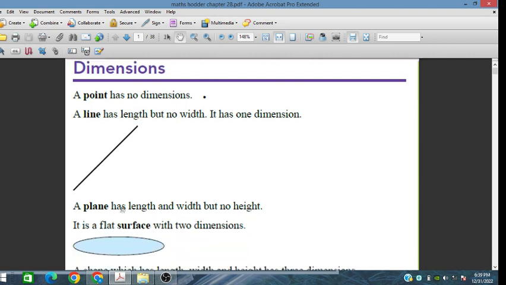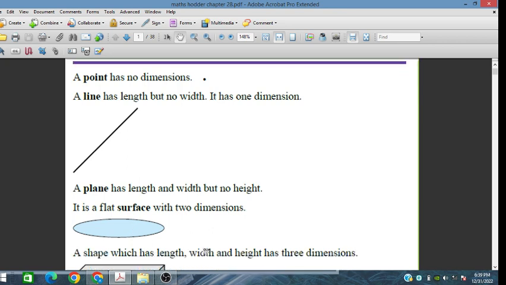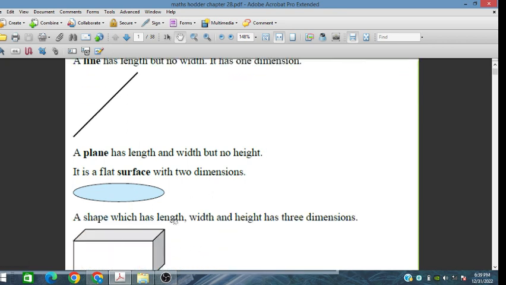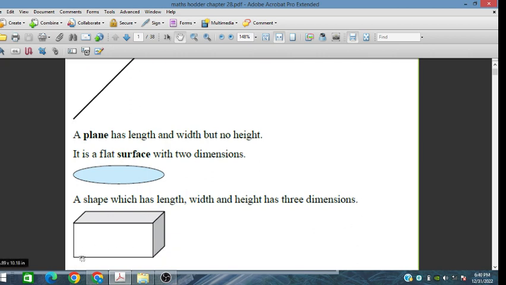A plane has a length and a width but no height. So this is a plane. It has no height in a vertical direction. A shape which has a length, width and height has three dimensions. So here we have a length, this is width, and this is height. So this is called a three-dimensional picture.